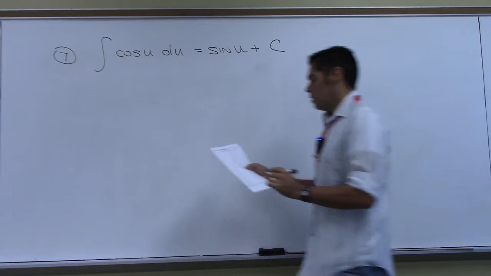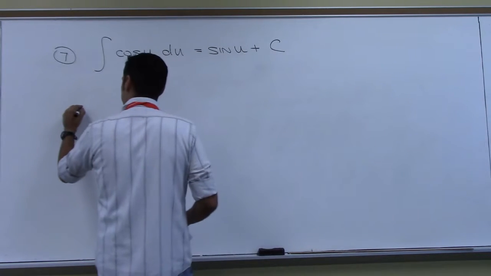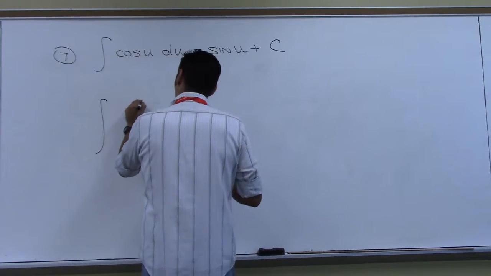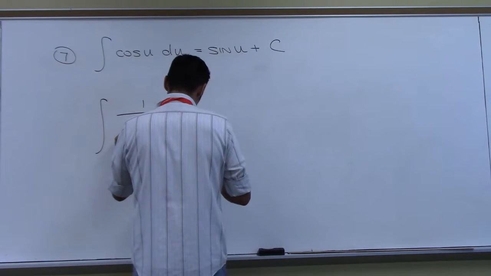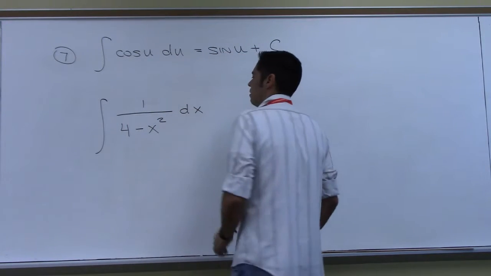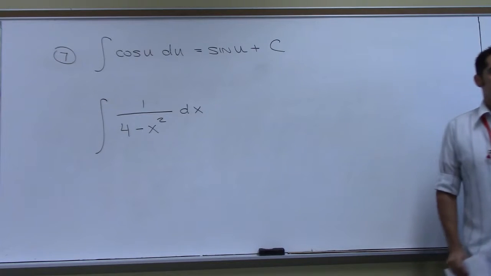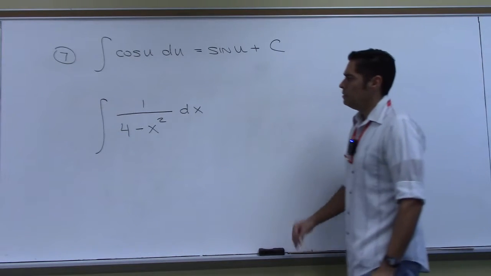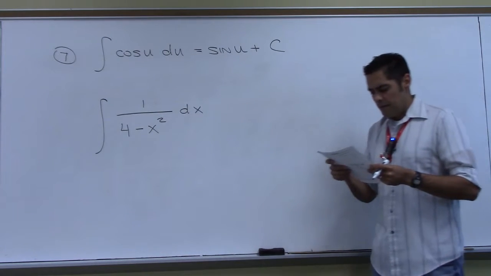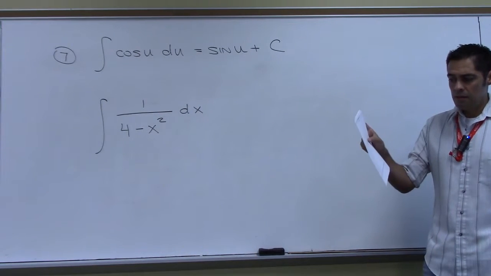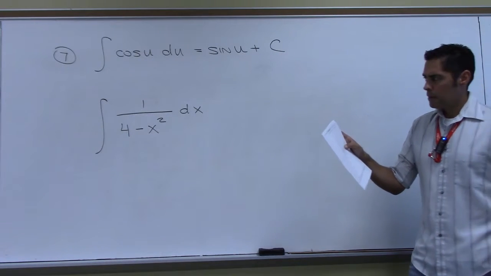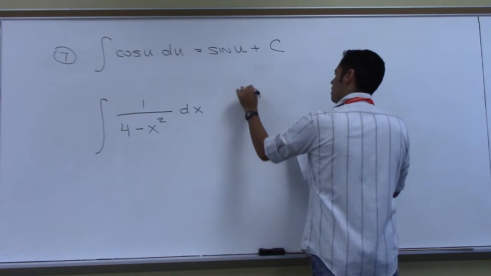For example, if you have something like this, the integral of 1 over 4 minus x squared dx. When you see that, you're like, well, I'm not quite sure how I'm going to do this, but wait a minute, hold on. Looks like a formula. Which one? Look at 19.